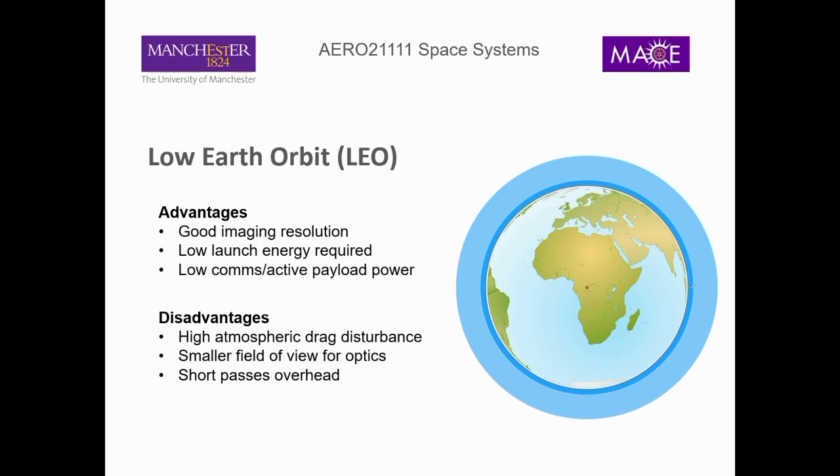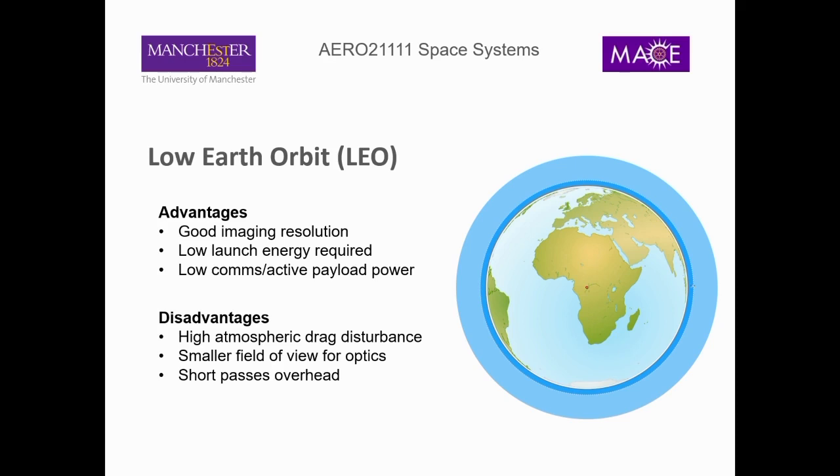So good imaging resolution. Like I say, if you've got a camera and you get up close to someone, then you can make out their nose hairs. If you're far away, you can't, right? So the same principle applies to satellites. Low launch energy required, so you don't need as much launch fuel, essentially, to get your satellite up to those lower altitudes, and essentially that means it's cheaper.